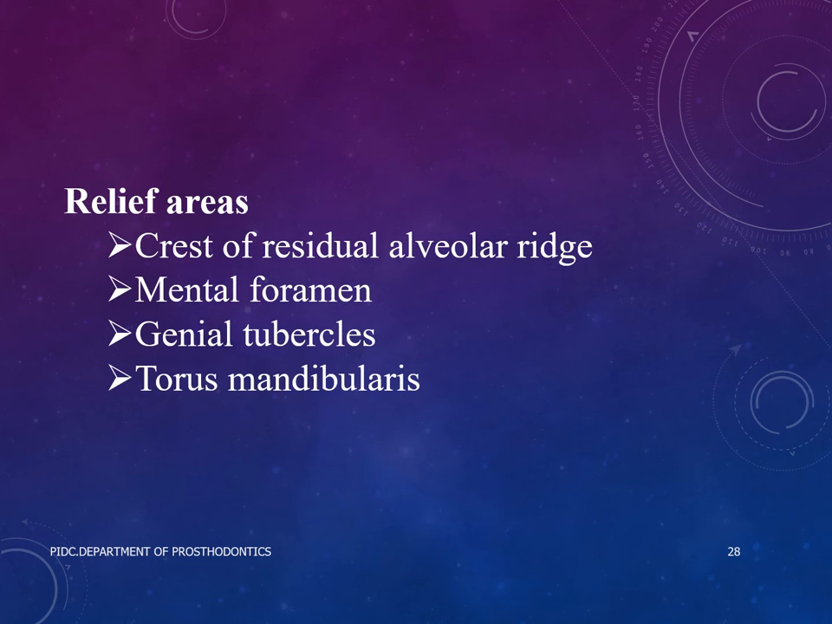The relief areas in your mandible are the crest of the alveolar ridge, the mental foramen area, the genial tubercles, and the torus mandibularis. So these are the four things that you will have to keep in mind, that they have to be given adequate relief. If adequate relief is not given in all these areas, the denture might put more occlusal forces on the residual ridge, which might lead to rapid resorption. This rapid resorption will always lead to a lesser denture bearing area, hence leading to denture instability.